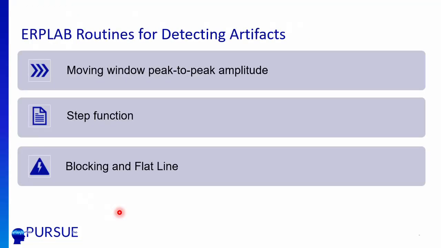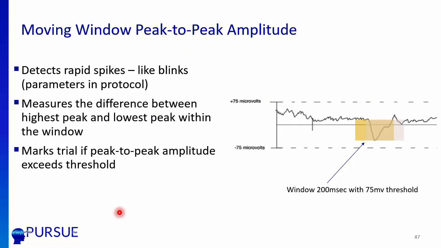Now we're going to do three routines in ERP lab. We use the moving window peak to peak, the step function, and the blocking and flat line. And I'll explain what each one of those are.